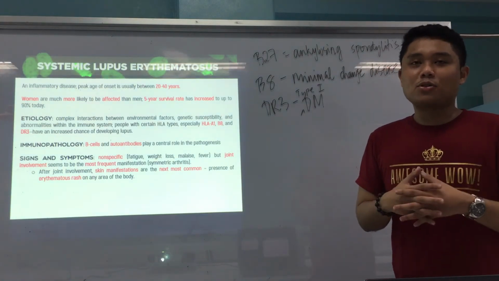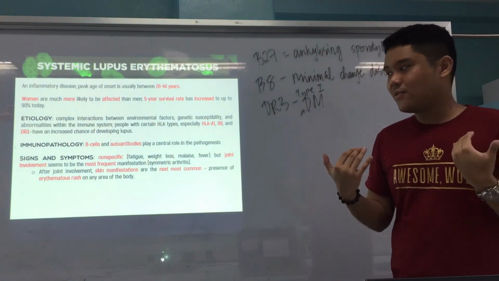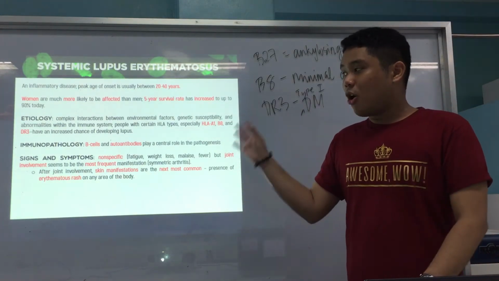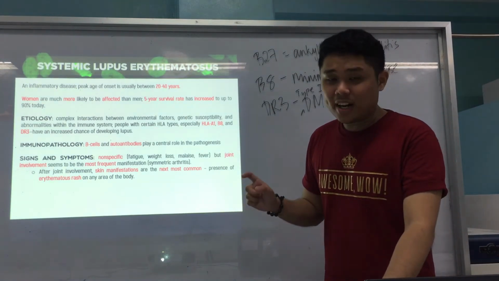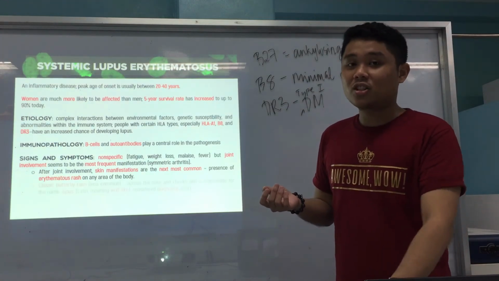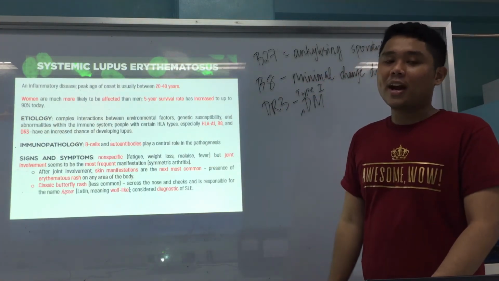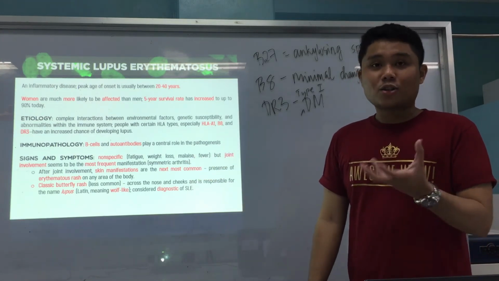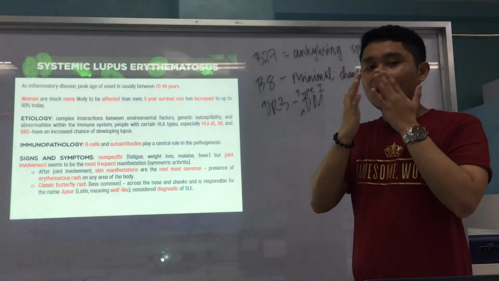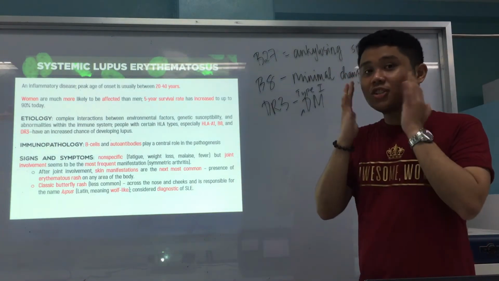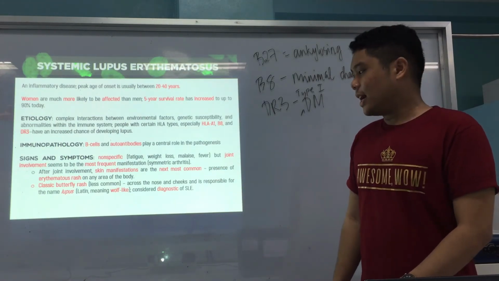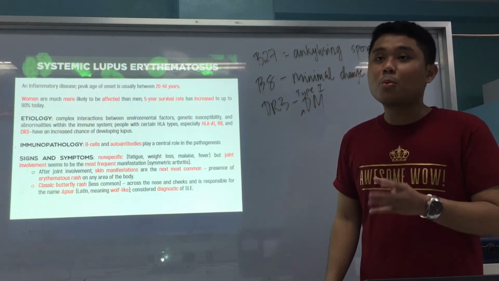But the next most common manifestation is your skin. Skin involvement means the presence of what we call an erythematous rash, a red rash on any area of the body. And especially a pathognomonic sign of the erythematous rash is the butterfly rash. Yes, the classic butterfly rash, although it occurs less commonly, occurs across the face, the nose and cheeks, and is responsible for the name lupus, Latin meaning wolf-like, and it's considered diagnostic of SLE, pathognomonic.